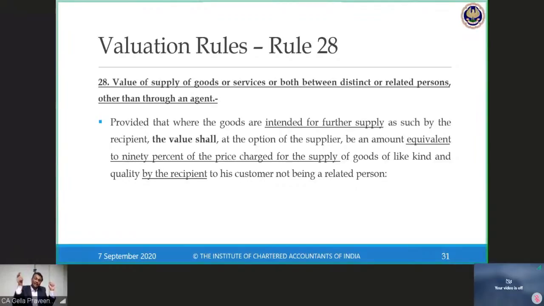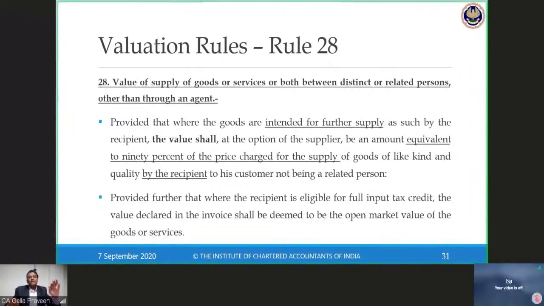In that case, what they say is, the option is given to the supplier: an amount equivalent to 90% of the price charged for the supply of goods of like kind and quality by the recipient to his customer. So from Bangalore, you transferred material worth 100 rupees to Chennai. In Chennai, you sell the same chappal to a customer at a price of 150. What do they say here? 90% of 150 shall be my transaction value. That means because it is my stock transfer, I should know the end value from the branch. What is the end value at the branch? 90% of that can be adopted. A little cumbersome, but this is the provision which was there under the GST law.